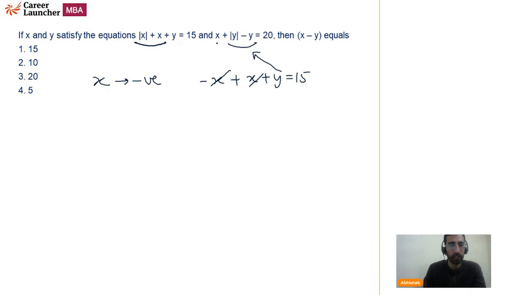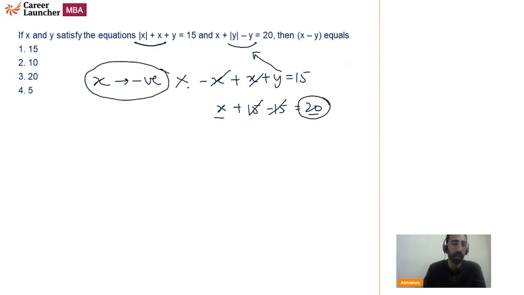If y is 15, I'll get here x plus mod of 15 is 15, minus y, which is 15, is 20, which gives me x as 20. Now, is that possible? No. I started by assuming x is a negative value. I've obtained x as 20, which is a positive value, and thus x cannot be negative. No chance. So x is definitely positive. For sure, x is positive. So that gives me one equation, and that equation is 2x plus y is 15.